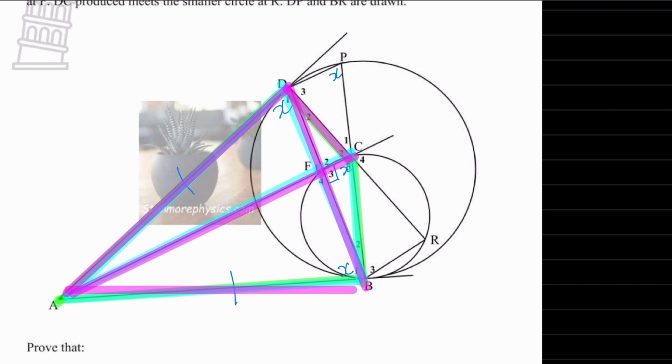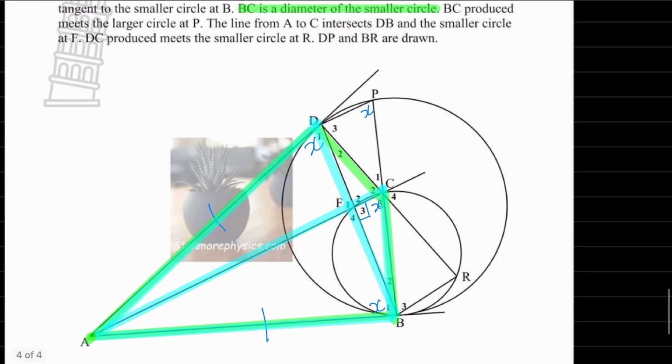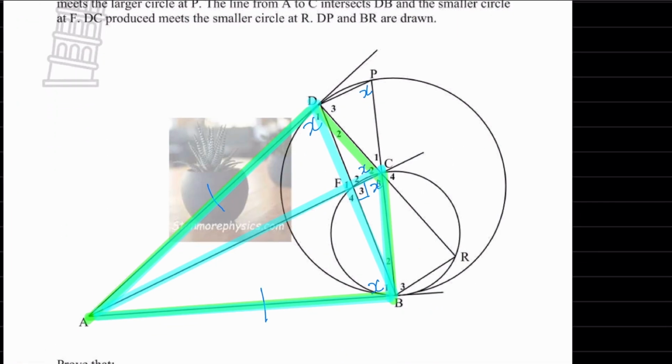So since that's X, C2 is also going to equal X. Right? So C2 will equal X as well. And since we've shown earlier that this line is parallel to this line, we can use alternate angles to then show that D3 is going to equal X as well. And now that we've shown that it's equal to X, it means that this triangle right here is isosceles, meaning that CD is equal to CP.